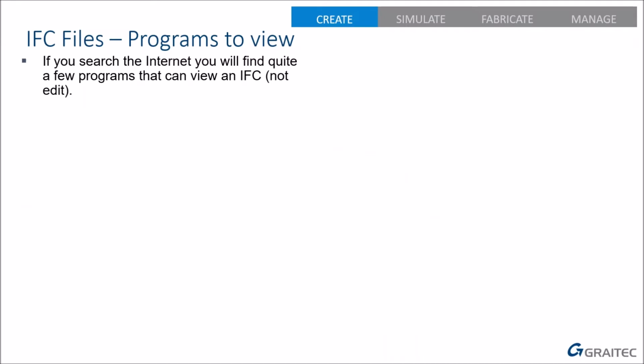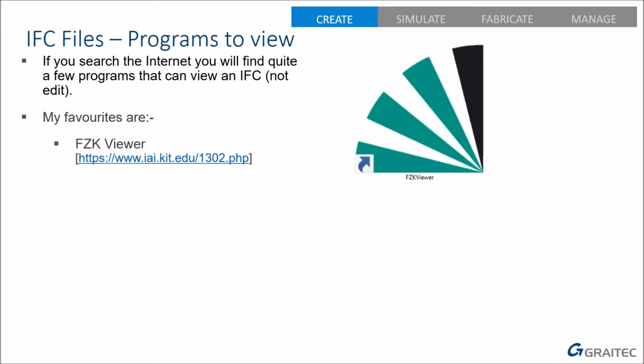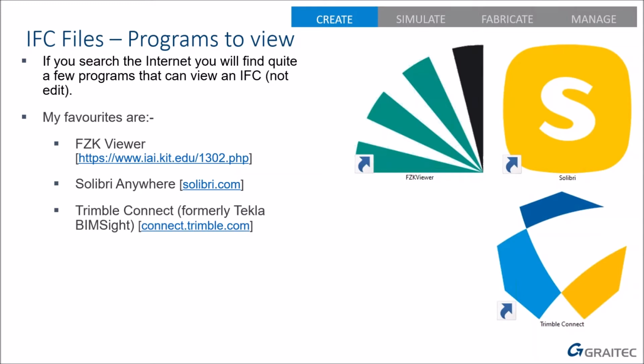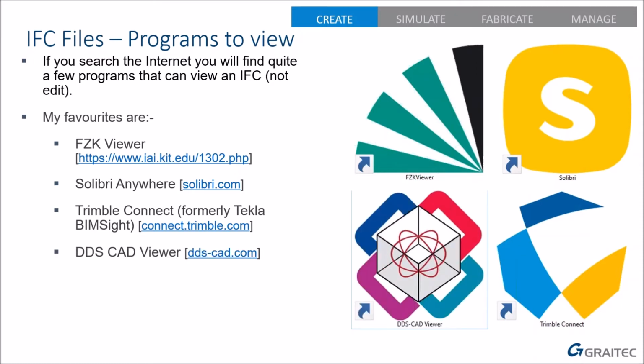Well, there's actually quite a lot of free viewers available. If you search the internet for a free IFC viewer, you will find quite a lot. My favorite ones that I use: there's one called FZK Viewer, developed by, I think, a Russian university. Works very well. There's also one called Solibri Anywhere, which does a nice presentation, nice view. There's Trimble Connect. Formerly, you could get Tekla BIMsight, which you've probably heard of, but it's now superseded by Trimble Connect. And there's DDS CAD Viewer. Each have their pros and cons, but those are the ones I favor most.